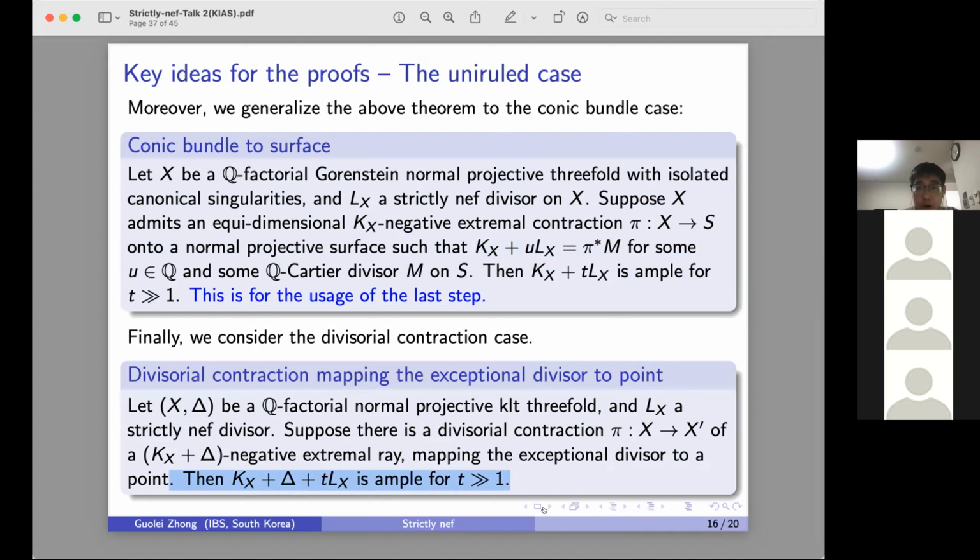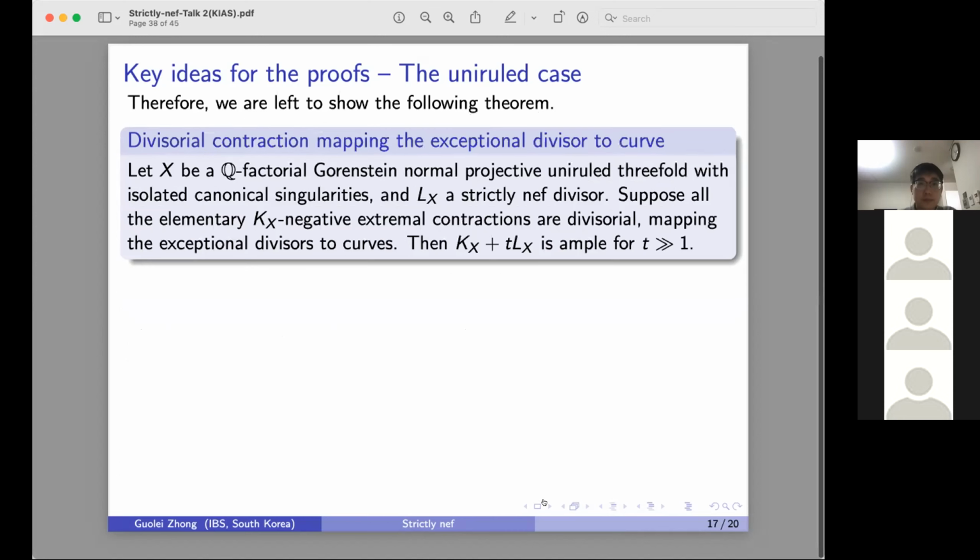So now we reduce to the following case: all the extremal contractions from such X are divisorial contractions mapping the exceptional divisor to curves. Finally we reduce to this case, because once there exists some other type of contraction, then we can show Kx plus delta plus TLX is ample. Therefore we are left to show the following theorem. If X is a Q-factorial Gorenstein normal projective uniruled threefold with isolated canonical singularities. Note that so far we don't need uniruled in the previous fiber contractions and the divisorial contractions to a point, but in this last step we need uniruled.